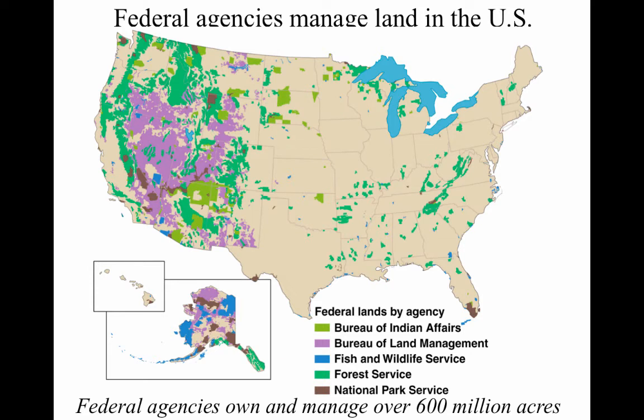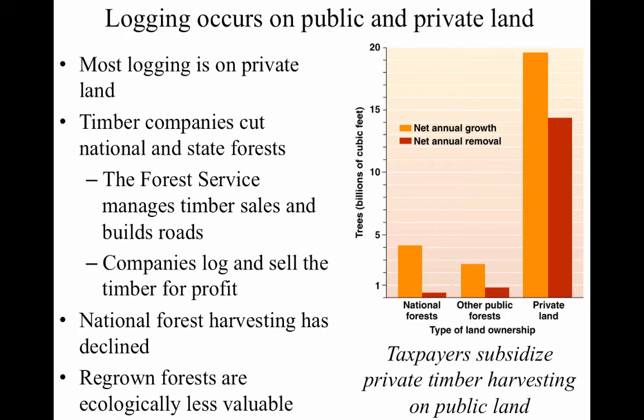But in general, and especially in Alaska, you look at Alaska and there's very few, Alaska is enormous, but most of the land is protected by one of these methods. So logging occurs on both national forests, which is the public, but also private land. And nowadays, most logging is on private land. So timber companies, they do cut from national and state forests, and you see the point there that the Forest Service manages timber sales and they build roads.